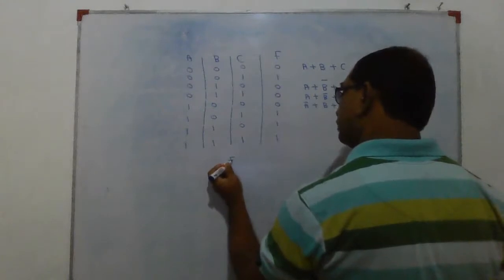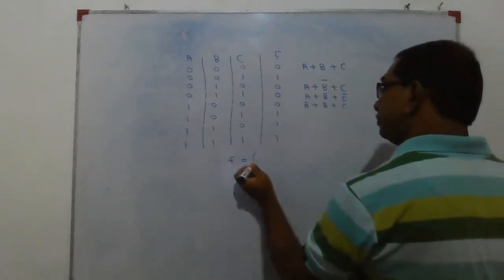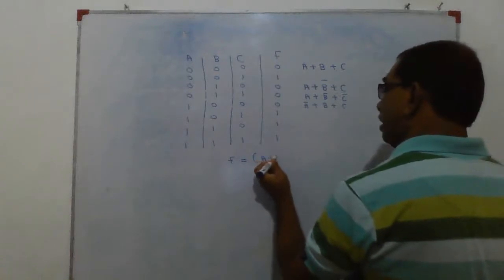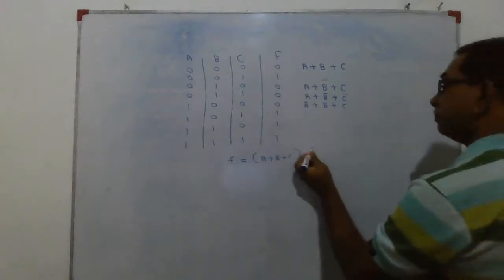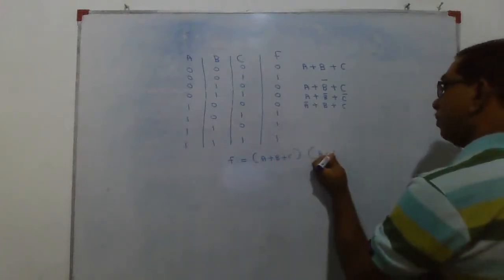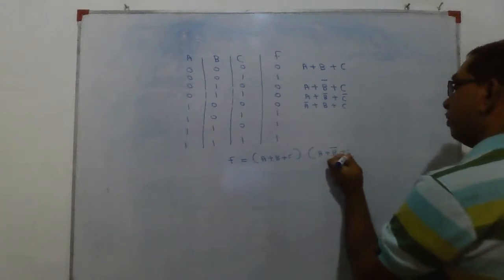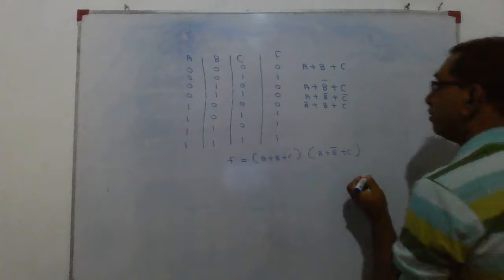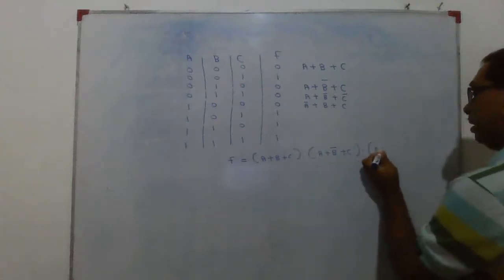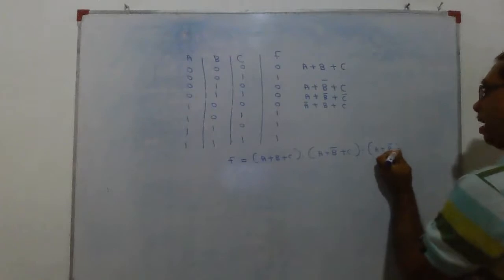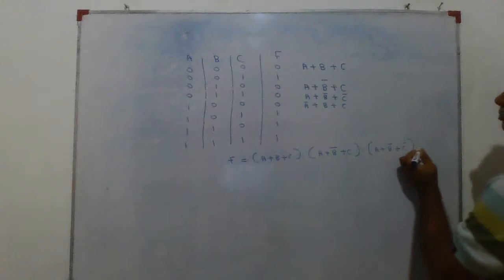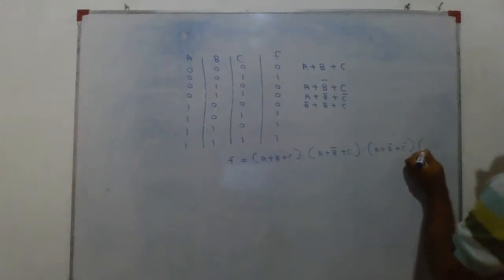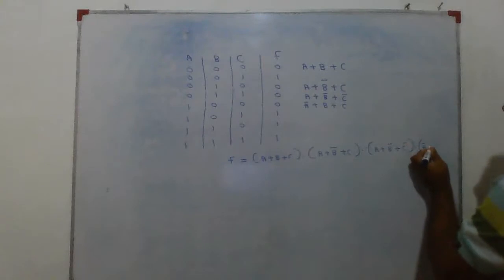We say F equal A or B or C, and A or B bar or C, and A or B bar or C bar, and last one here, A bar or B or C.